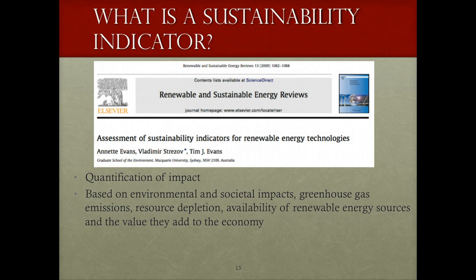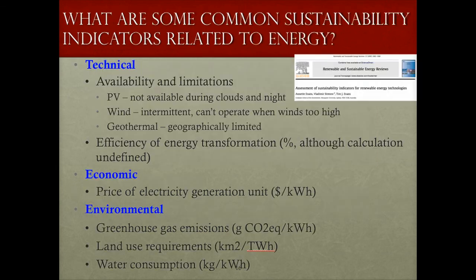Although they don't say so explicitly, they are including the 4 dimensions of sustainability outlined in week 1 of the course: environmental, social, technical, by including availability, and economic. The article examines the following sustainability indicators related to energy. For technical, they look at availability and limitations, such as for photovoltaics, the fact that it's not available during clouds and nighttime. For wind, that it's intermittent and can't operate when winds are too high. And for geothermal, that it is geographically limited.